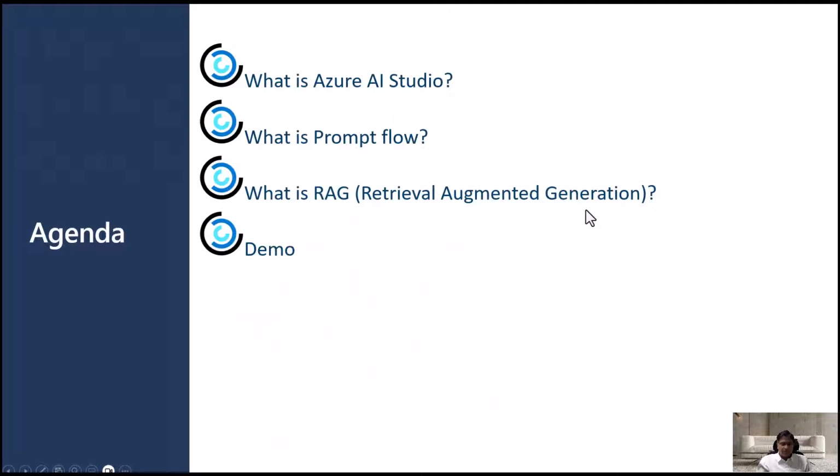Here is the agenda for today's session. First, we are going to discuss what Azure AI Studio is. Then we will dive deeper into a concept called prompt flow, and we will understand what prompt flow is and how it is very useful. And then finally, we will jump to a very critical and important topic, which is becoming an industry keyword: RAG, or Retrieval Augmented Generation. And then finally, we will jump to a demo to showcase this capability of Azure AI Studio.